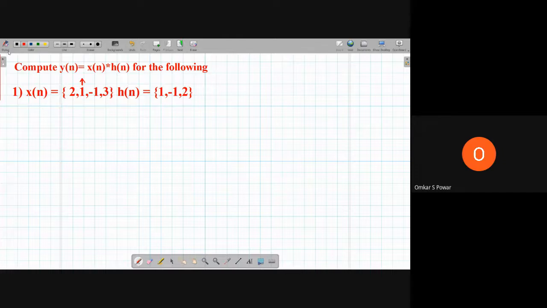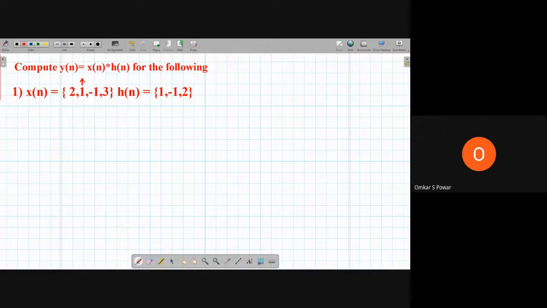Hello everyone. In the last class, we have seen the derivation of convolution, what convolution is, and the intuition behind it. In this class, we are going to discuss problems with respect to only discrete time convolution, and in the next class we will see problems about continuous time convolution. Okay, so let us begin.